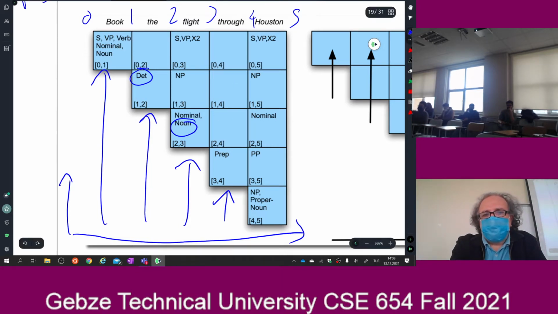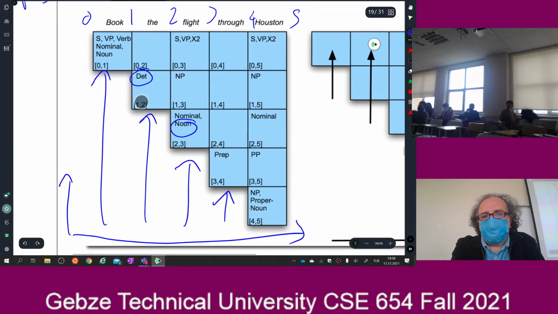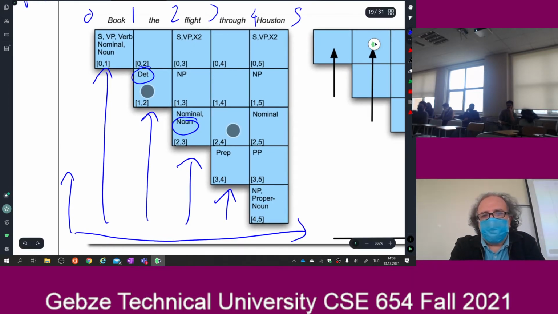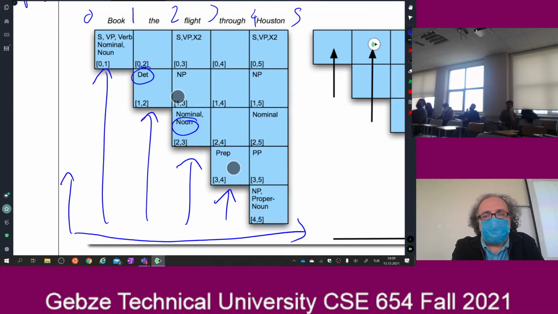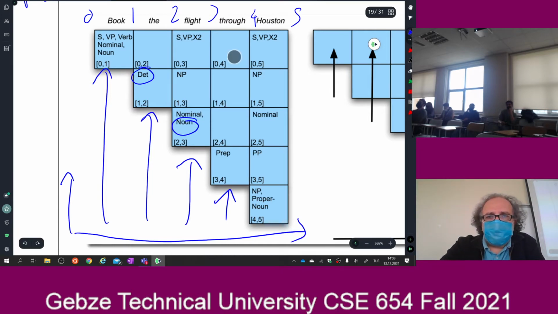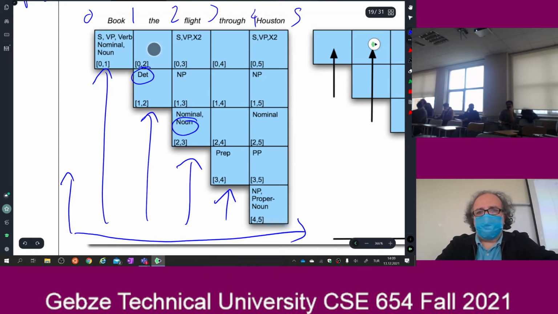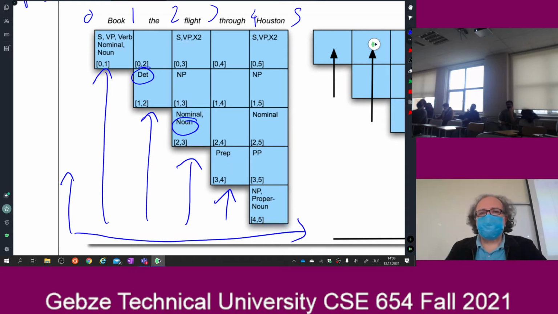How about this one? 1, 2, and 2, 4. This is empty, right? 1, 3, and 3, 4. Noun phrase prep. Is there such a rule on the right side? No. So unfortunately, I couldn't do anything. This will be empty. When I come to this one, 0, 1, and 1, 4, this one is empty. Empty and empty. There will be no rule that ends with a prep on the right side as the second non-terminal. So this will be empty too.